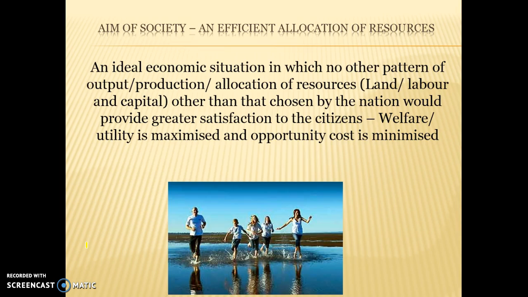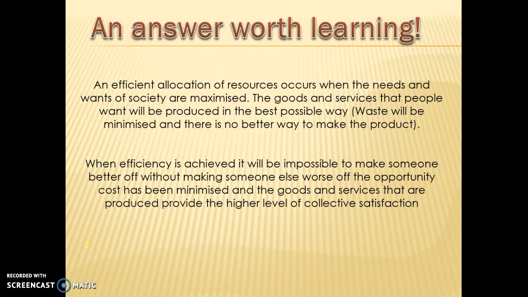Here's another definition of efficiency that is a good way to sum up all the factors that are part of an efficient allocation of resources. So an efficient allocation of resources occurs when the needs and wants of society are maximised. We're satisfying as many wants and needs as possible. Goods and services that people want will be produced in the best possible way. So we need to be doing things as productively as possible and having no waste. And when we're achieving efficiency, it is impossible to make someone better off without making someone else worse off. We have minimised opportunity cost, and the goods and services that are produced provide the highest level of collective satisfaction. So we're using our resources in the way that is maximising satisfaction of society as much as we possibly can.